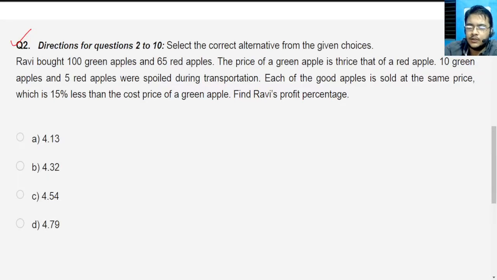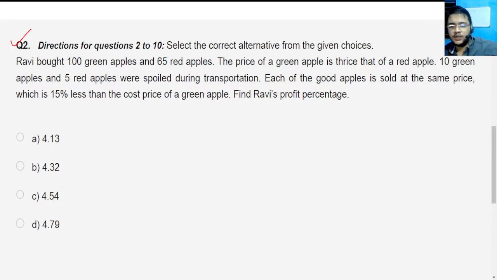Okay guys, so we'll look into this one. Question says, Ravi bought 100 green apples, 65 red apples. The price of a green apple is thrice that of a red apple. 10 green apples and 5 red apples were spoiled during transportation. Each of the good apples is sold at the same price, which is 15% less than the cost price of a green apple. Find Ravi's profit percentage.